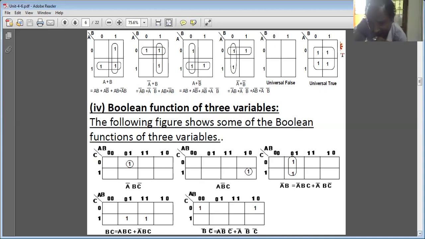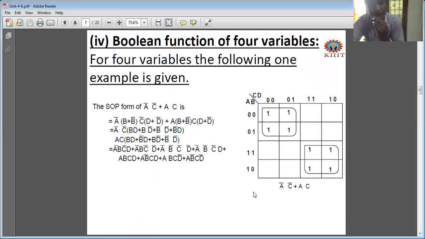Okay. Similarly, next one, Boolean functions of four variables. For four variables, the following example is given. So here see these 4 ones and these 4 ones. How can you write for these 4 ones? Boolean functions of four variables.